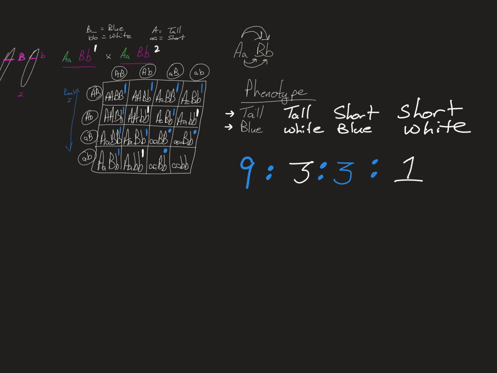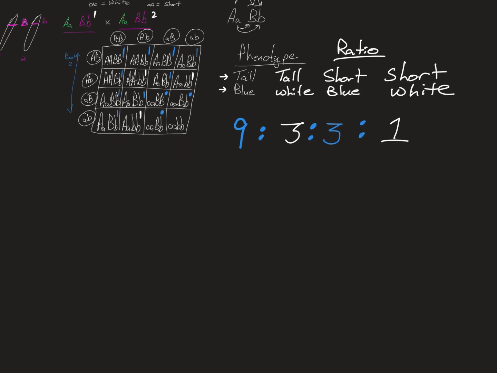So I expect 9 to 3 to 3 to 1. I always expect 9 to 3 to 3 to 1 when I have a dihybrid cross, 2 genes, and they're both heterozygous for both parents. Now that's a phenotypic ratio.